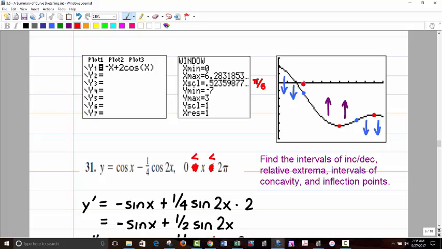In other words, 3 pi over 6 would be the same thing as pi over 2. And that's why this one will be 9 pi over 6. And there's 11 pi over 6.